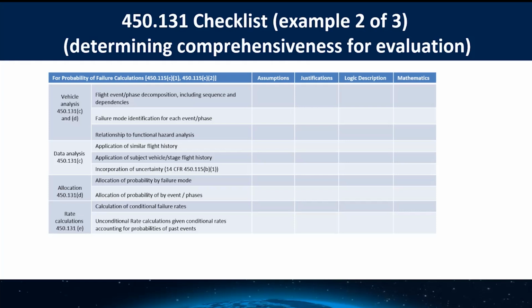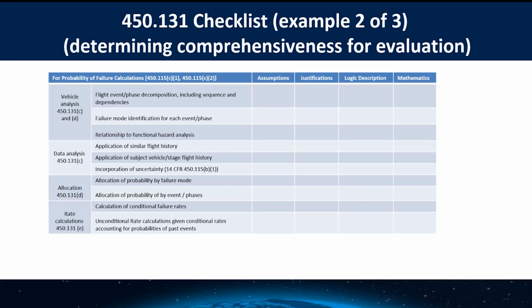The next section is all about data analysis, using vehicle and sample vehicle history to develop statistical outputs and uncertainty. What we are after here is a discussion of the statistical method used to incorporate those sample flight history for 450.131C and your vehicle history. The assumptions and logic descriptions associated with that integration is important. This also goes into the decomposition of the vehicle analysis and how POF gets applied across phases and events, whether it's by stages or a top-down level approach.